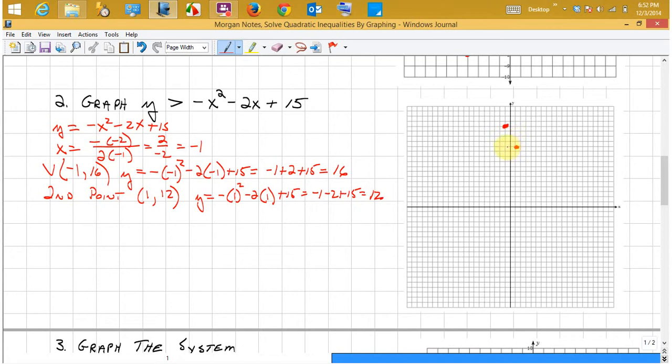So I'm 2 on the other side. It's going to be a dashed line. Okay, let's test the point 0, 0. That would actually be inside the parabola. So testing 0, 0, I would have 0 is greater than 15. That's false. So the point 0, 0 was not shaded. That's inside the parabola, so this one would be shaded outside.